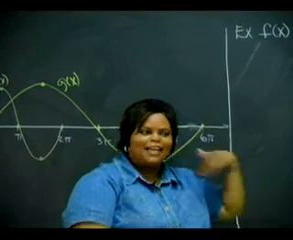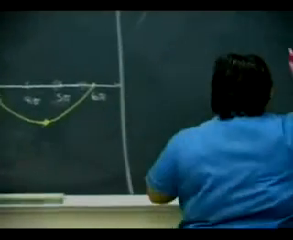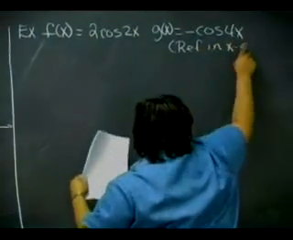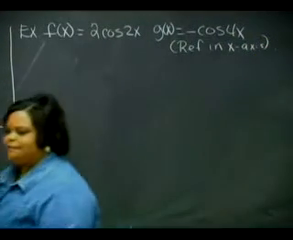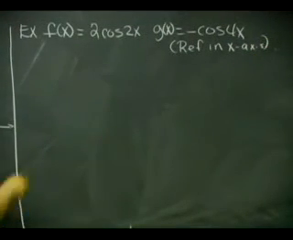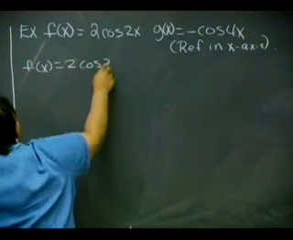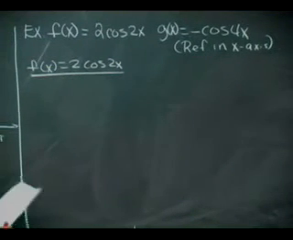So we've got to keep all those things in mind. Here, I need to note that I have a reflection in the x-axis. But let's deal with this first one, f of x equals 2 cosine 2x. What's my amplitude?